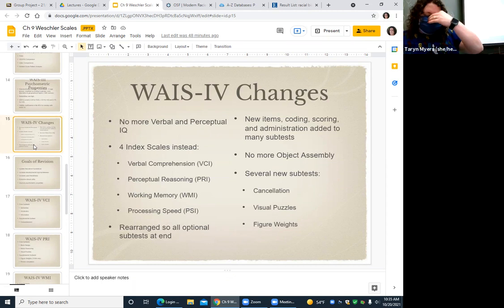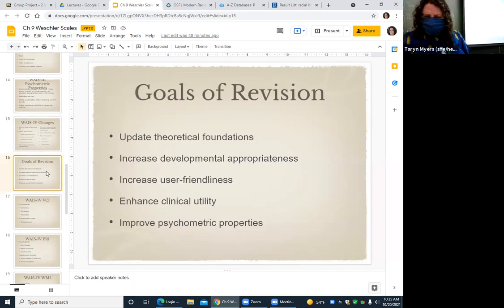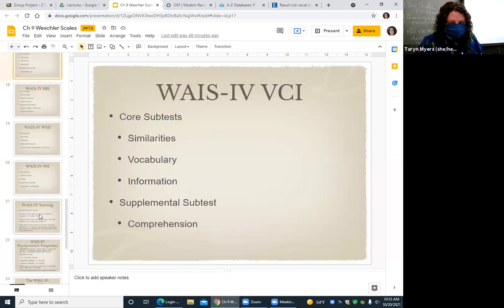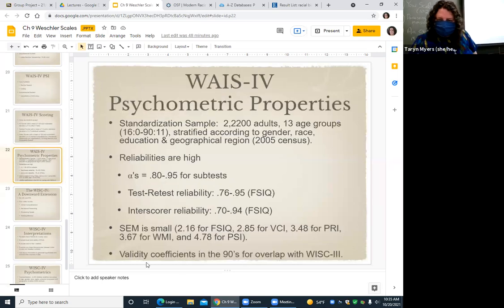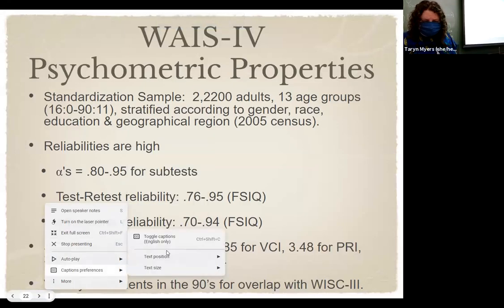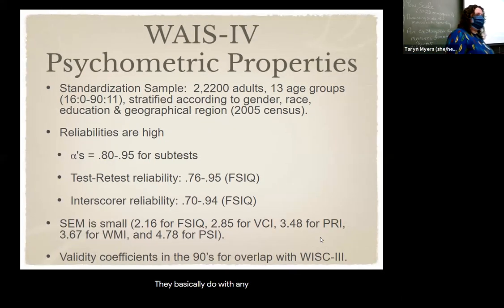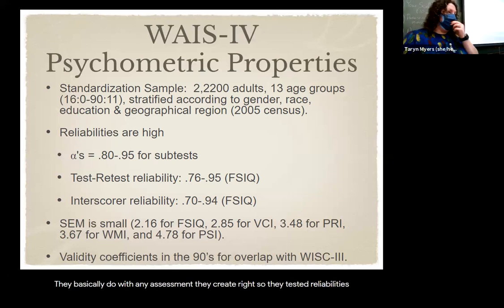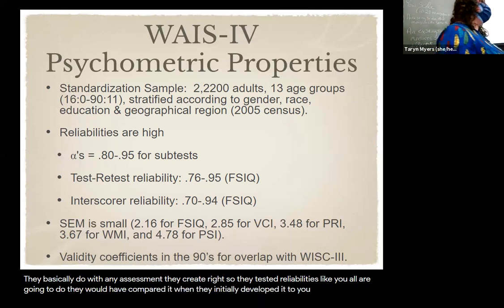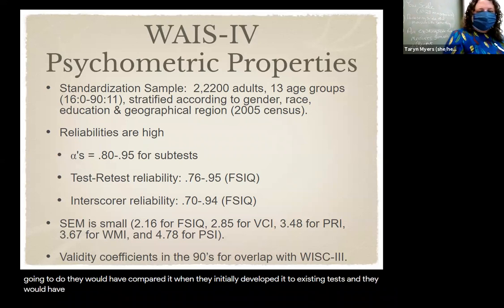Alrighty, so we went through the WAIS and we went through all of the changes. Let me get to the right slide. We talked about the psychometric properties. They're pretty darn good. All this stuff you are going to be doing with your questionnaire, they basically do with any assessment they create. So they've tested reliabilities like you all are going to do. They would have compared it when they initially developed it to existing tests, and they would have gone from there.